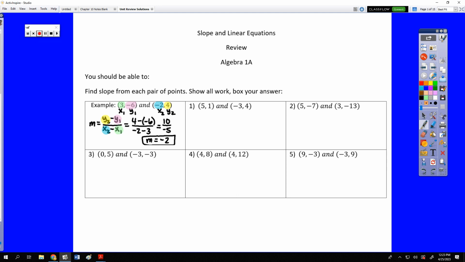This video series will consist of one video for each section of your review, explaining each skill in detail and showing the solutions to every single problem on the review. So we're starting with: find the slope from each pair of points, show all work, and box your answer.